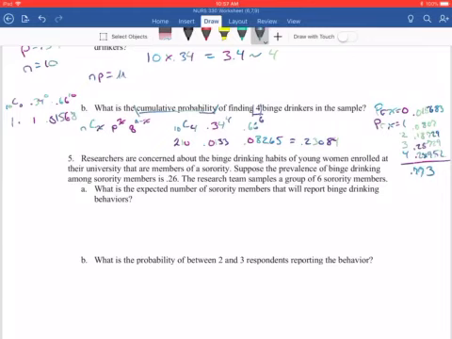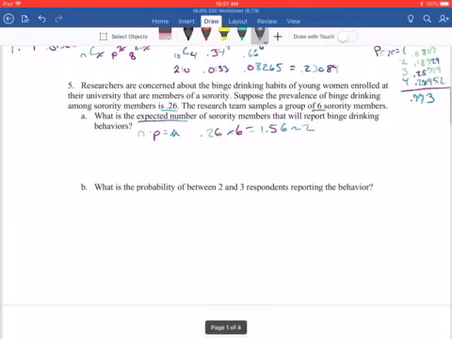Part 5. Researchers are concerned about binge drinking habits of young women enrolled at their university that are members of a sorority. Suppose the prevalence of binge drinking among sorority members is 0.26. The research team samples a group of 6 sorority members. What is the expected number of sorority members that reported drinking? So expected number, once again, is just your n times p, which equals your mu, which is your average. So 0.26 times 6 equals 1.56, or approximately 2 people.